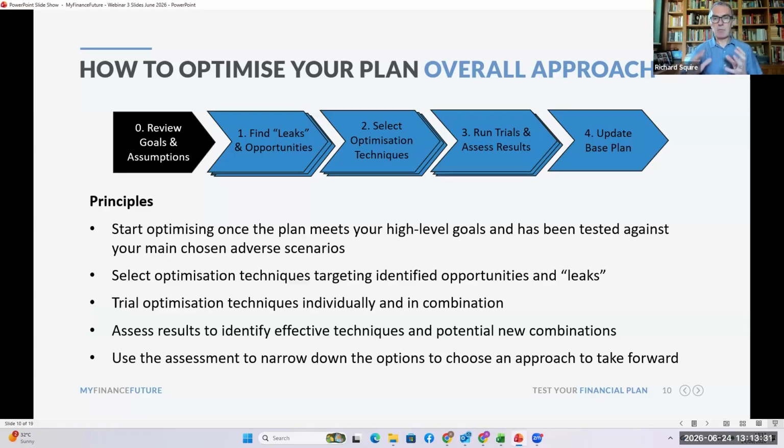Second step is looking at the various optimization techniques available and choosing the ones that are most likely to improve your plan based on the leaks and opportunities you identified. And finally, in an iterative process, run trials of those optimization techniques against your plan, assess the results and improve the plan, and add more optimization techniques as you go through to see what works best in conjunction with each other to achieve a better result for the plan as a whole. And once you're happy with it, update your base plan and move forward.